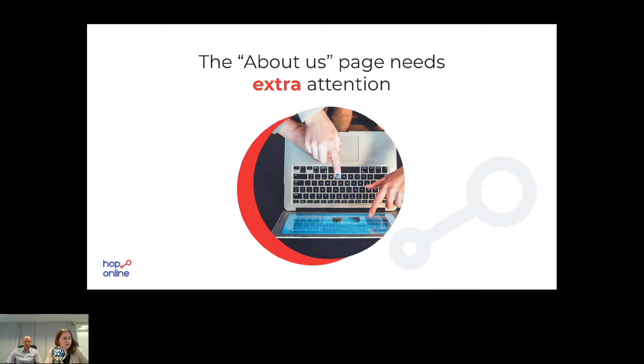So the last item in terms of EAT that I wanted to mention is the About Us page, which requires extra attention. Don't be scared to share details about your team, about awards and recognition that you have gained. And what is very important is to keep it updated, because many companies just create an About Us page and forget about it and never update it again.